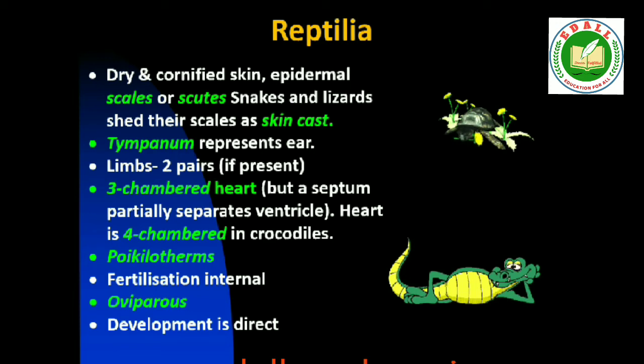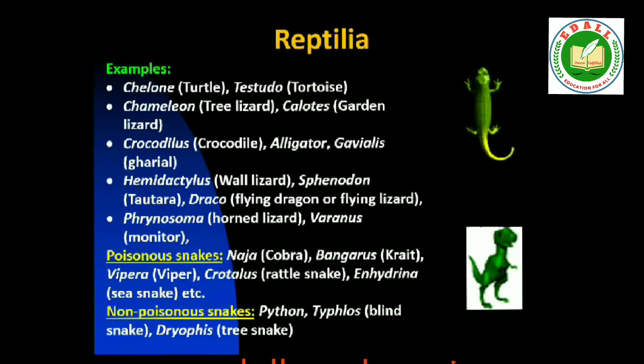Sexes are separate. Fertilization is internal. They are oviparous and development is direct. Examples are Chelone, turtle, Testudo, tortoise, Chameleon, tree lizard, Calotes, garden lizard, Crocodilus, crocodile, Alligator, alligator. Hemidactylus, wall lizard. Poisonous snakes: Naja, cobra, Bungarus, krait, Vipera, viper.